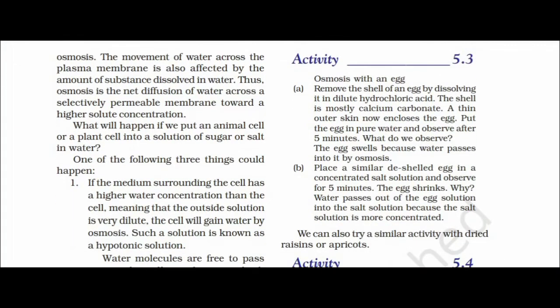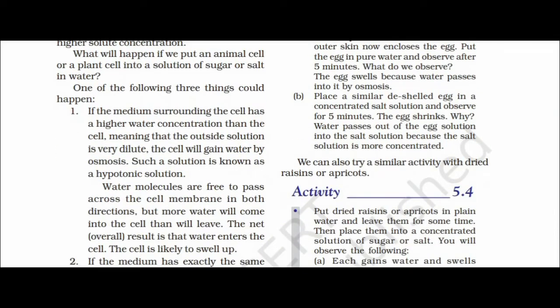What will happen if we put an animal cell or a plant cell into a solution of sugar or salt in water? Here, a solution of sugar or salt is taken and an animal cell or plant cell is put in it. Only one of the following three things could happen.